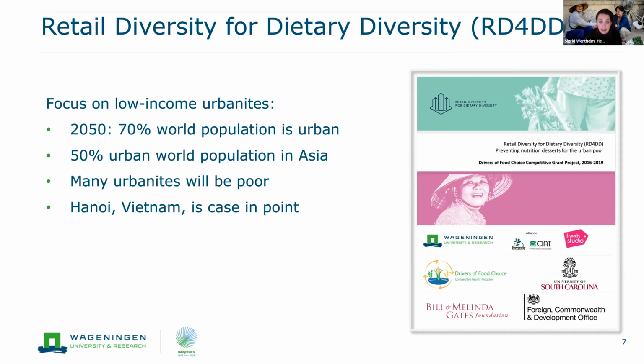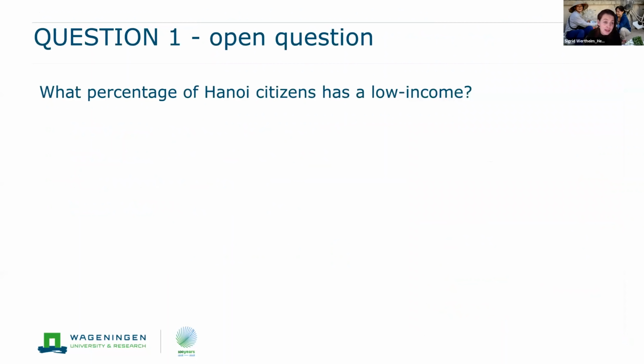I will share with you some results from our research, and I'm very grateful to all the people I've worked with, my co-researchers, as well as the women who participated in our research. Therewith, I would like to take you into our project, Retail Diversity for Dietary Diversity, to uncover several drivers of food choice. But before going there, I would like you to pause for just a couple of seconds and think about what percentage of Hanoi citizens has a low income. And with a low income, we think about less than $5 per capita per day. So just think about it, ponder a bit.